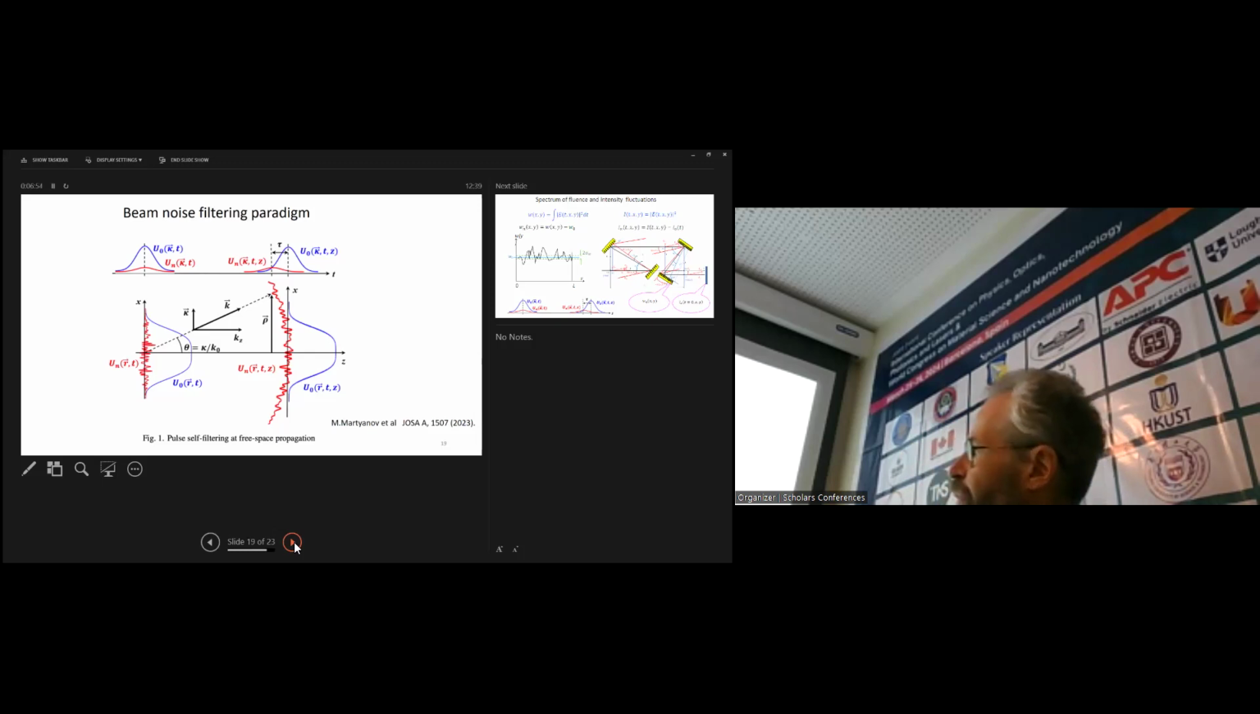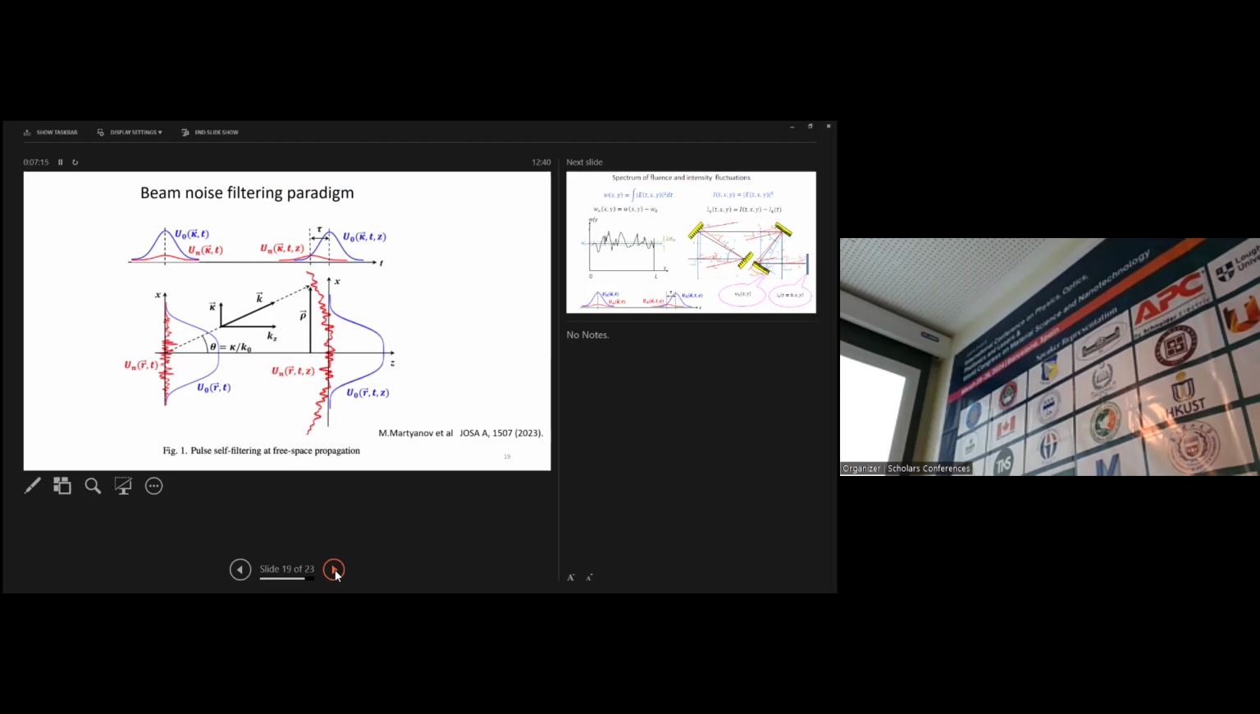But a more physical picture is here. This picture is not even for the grating compressor, just for free space propagation, but it's very important for understanding. So if we start from the z equal to 0 plane, we have the main beam, which is shown in blue, and the phase noise, which is shown in red, in space and in time. In space domain, usually the noise is much smaller than the main beam, but in time domain it's more or less the same as the main pulse.